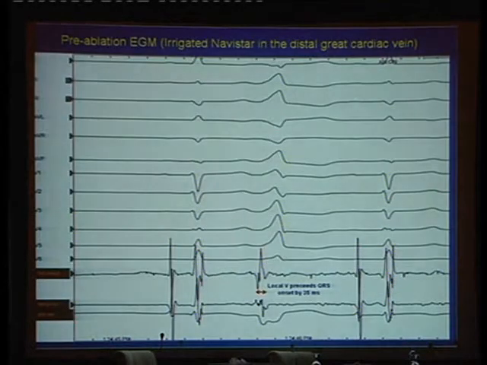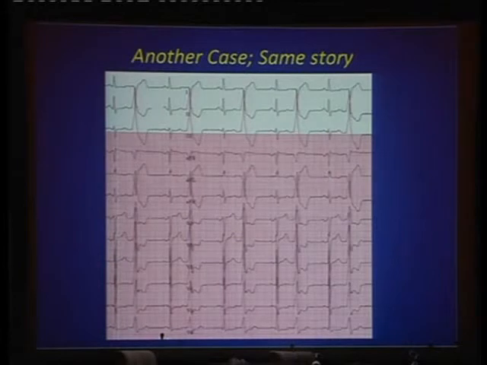And there's the LAO showing the catheter all the way around the coronary sinus, right to where the great cardiac vein dumps into the distal portion of the coronary sinus. And here's the local electrogram. Eugene will tell you more about this, but another one, same story.